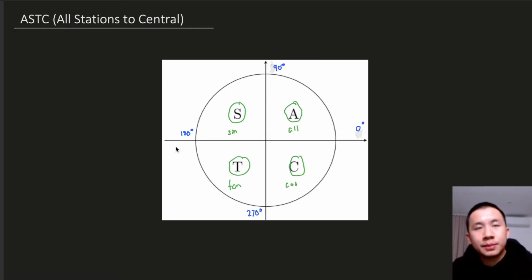And as you can probably guess by now, T represents tan. So tan is only positive between 180 and 270. And cos is only positive between 270 and 360, or 0.